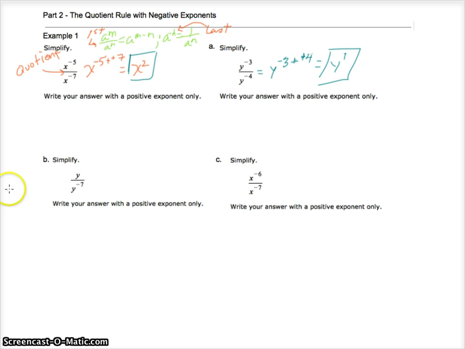Let's look at letter B together. I've got y to the 1 divided by y to the negative 7, so I'm going to rewrite this as y to the 1 minus negative 7. To simplify this, I'm going to apply my integer rules, add the opposite of the second value, and this is going to give me y to the 8th power. No negative up here, so I don't have to apply my negative integer rule.